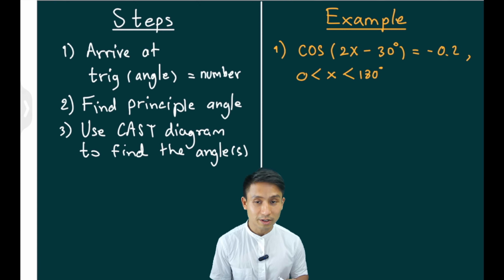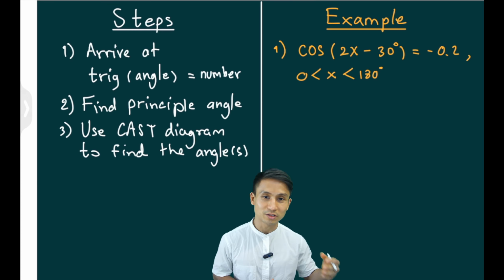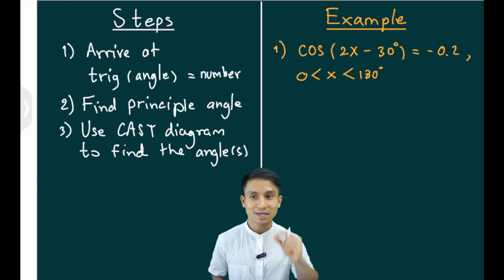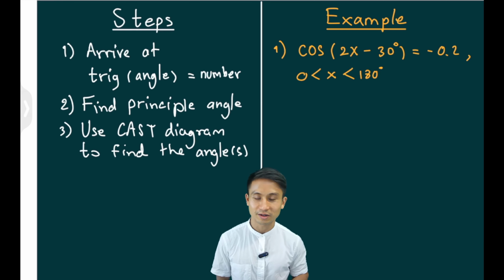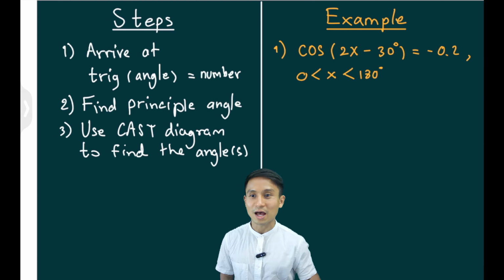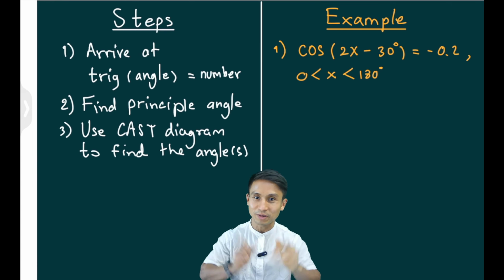Let's look at another one. Now this example: cos of 2x minus 30 equals minus 0.2. As you can see, the angle expression is now a little more complicated than before. However, we have already arrived at the form for the first step, because cos is the trig function, and the angle is that whole thing, 2x minus 30.